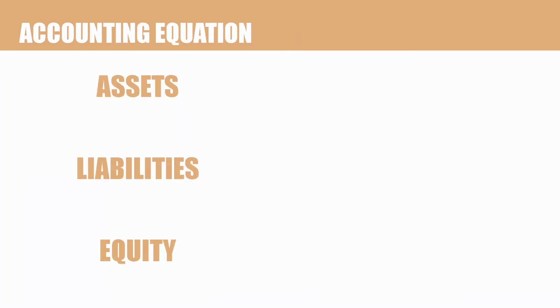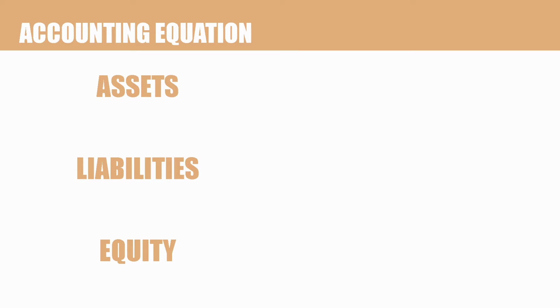meron naman tayong tinatawag na accounting equation. So, pag sinabi nating accounting equation, umiikot lang yan sa tatlong elements. Okay? What we call the accounting elements. And this is also the 3 of the 5 sections na nakita natin dun sa ating chart of accounts, di ba? Which are the assets, liabilities, and equity.